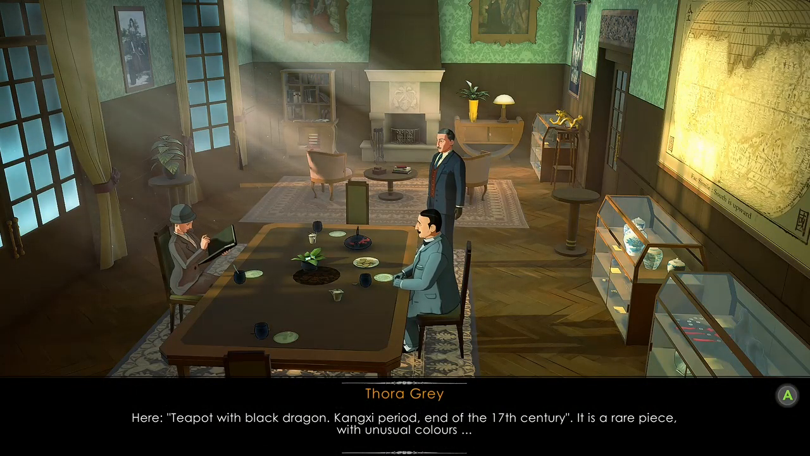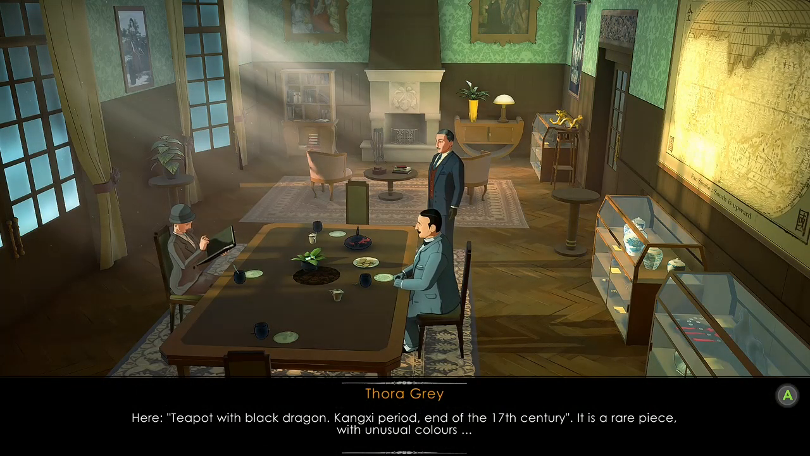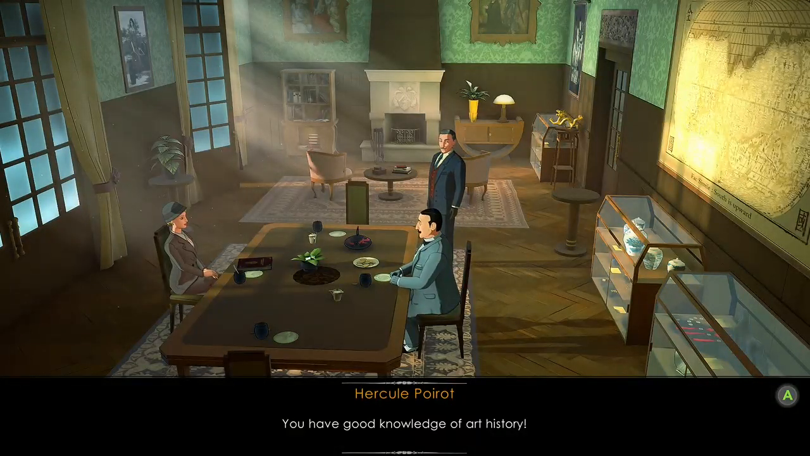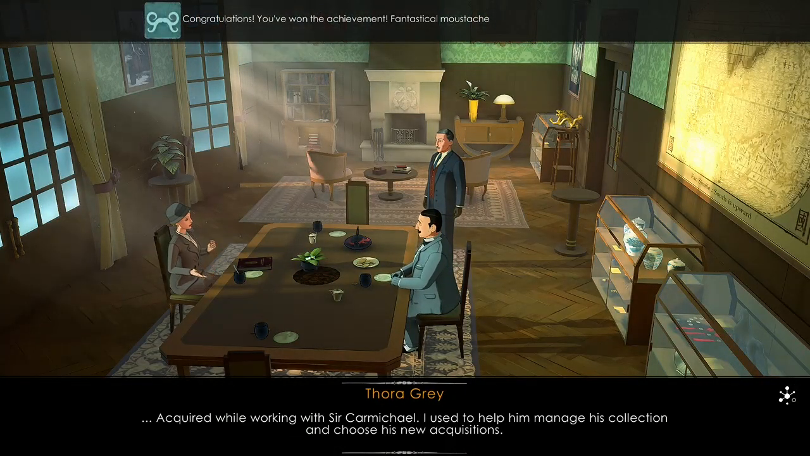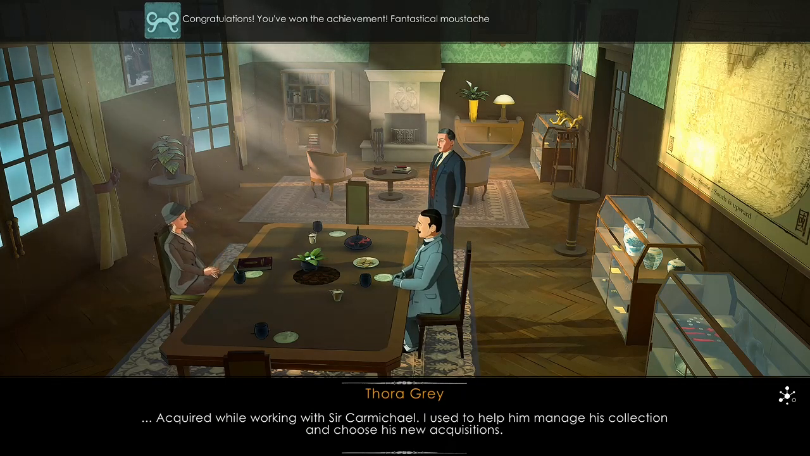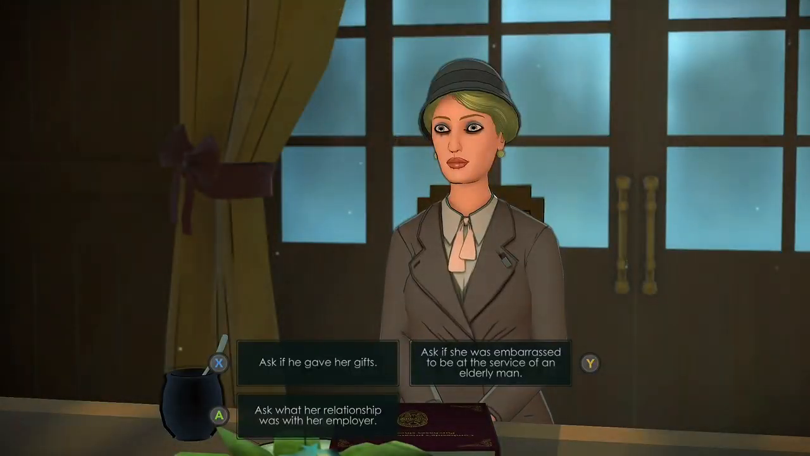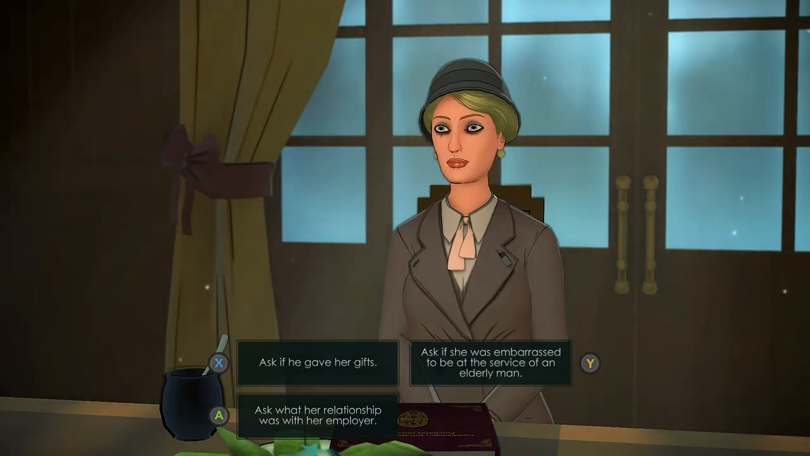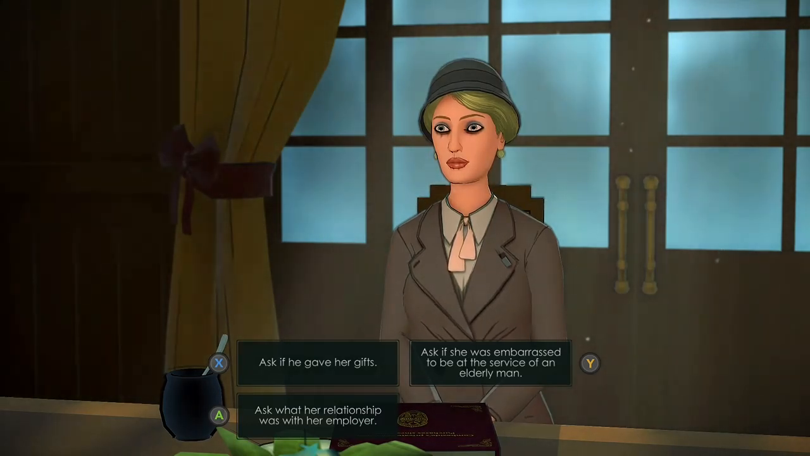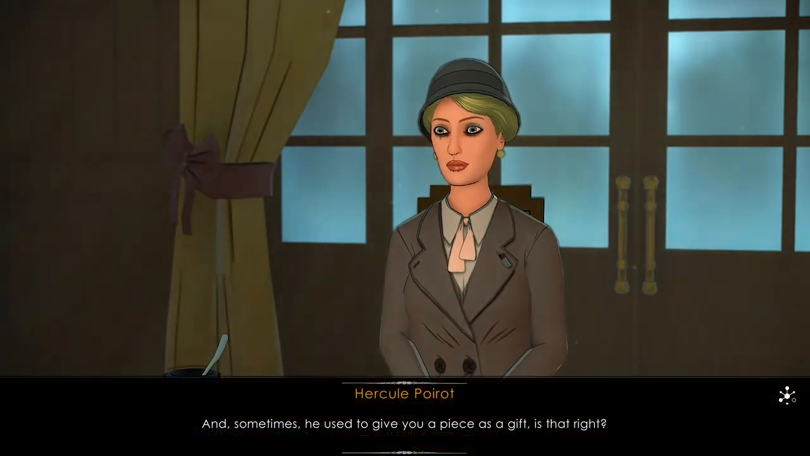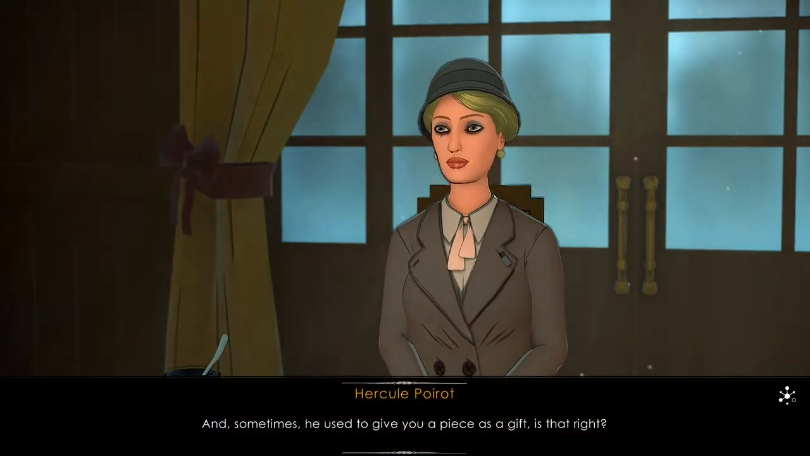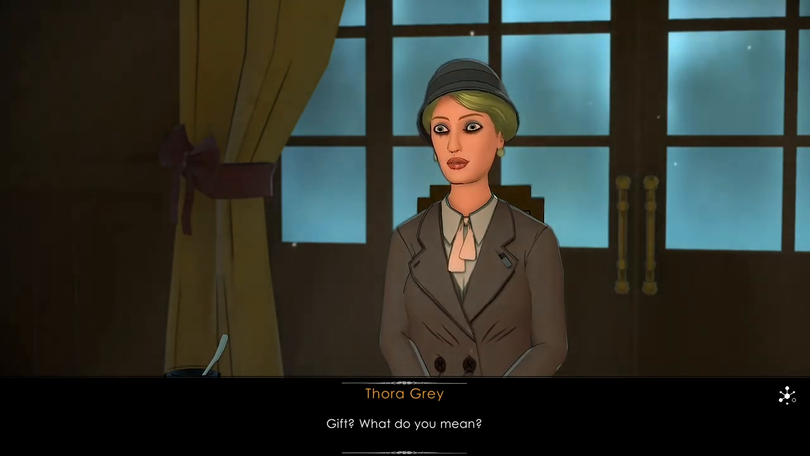Teapot with black dragon, Kangxi period, end of the 17th century. It is a rare piece with unusual colours. You have a good knowledge of them. Acquired while working with Sir Carmichael. I used to help him manage his collection and choose his new acquisitions. And sometimes he used to give you a piece as a gift. Is that right? Gift? What do you mean?